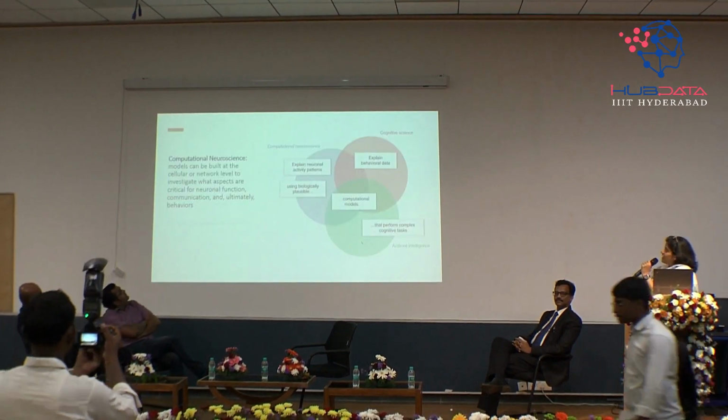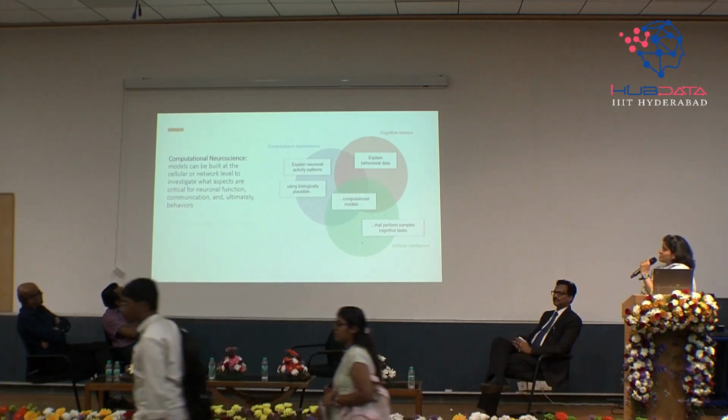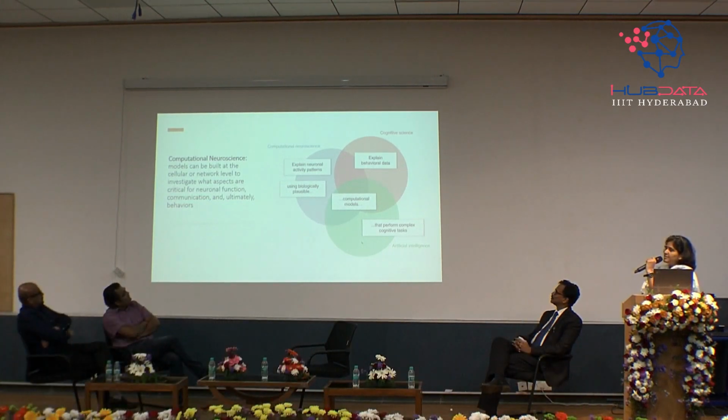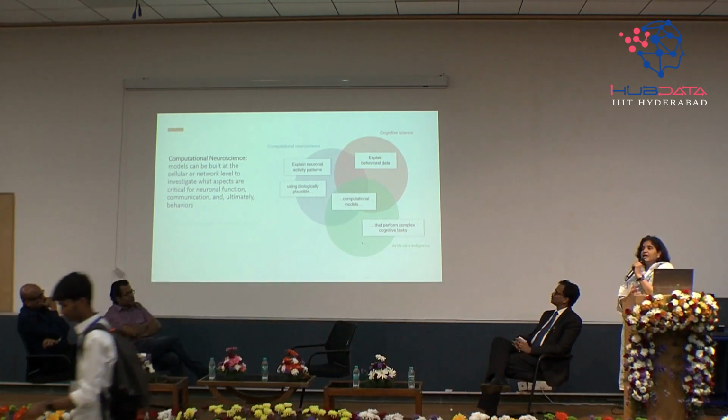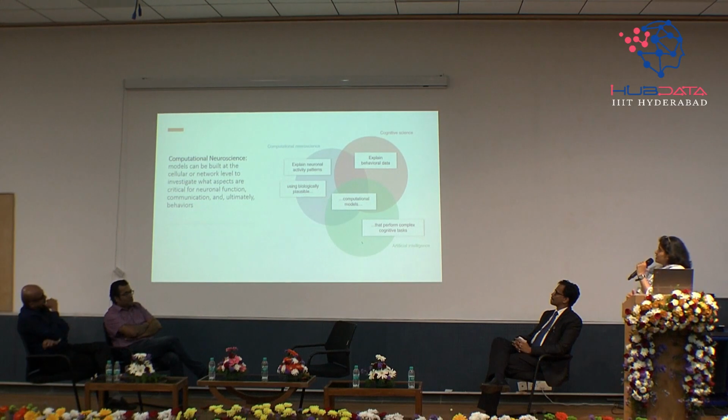Then we have computational neuroscience. So this area of work basically builds models, right? They take data, sometimes from experimental work, sometimes from theoretical work, an understanding of how the neurons fire, and then they go ahead and build large models. These models can also be used to explain how we perform certain cognitive tasks.